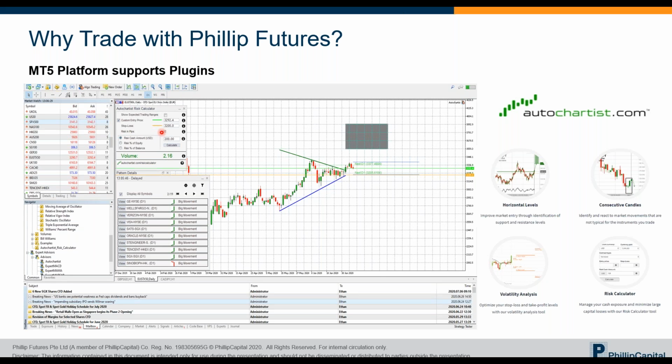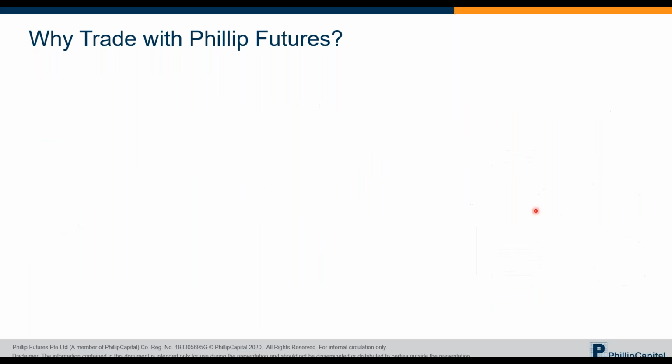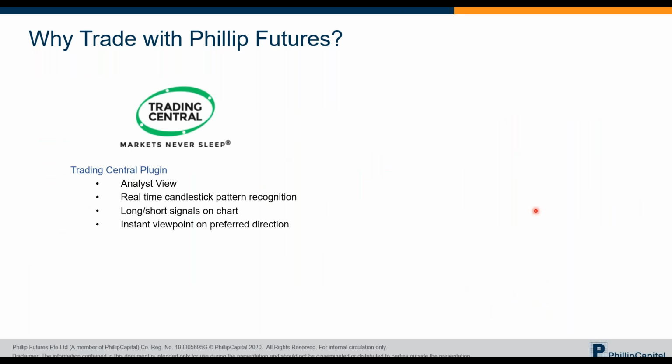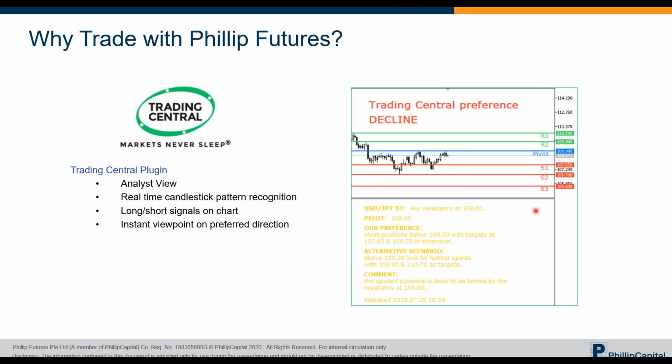So this one is a tool to help you plan your trade as well. On top of Autochartist, we have another plugin as well. It is called Trading Central. This Trading Central plugin is also integrated with our Phillip Futures MT5, and Trading Central is able to portray their daily analyst view, real-time candlestick pattern recognition, and even the long and short entry and exit signals directly on your chart. So these plugins are actually free for our clients who are trading with us.